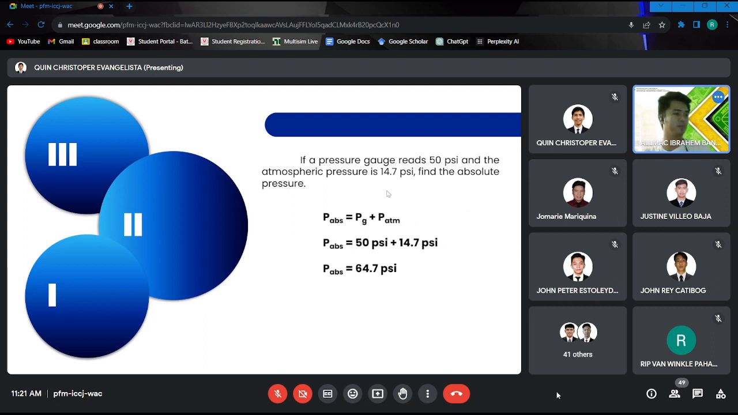so absolute pressure is equal to gauge pressure plus atmospheric pressure, wherein the gauge pressure we can measure, it is stated naman na if a pressure gauge reads 50 psi, so we can simply identify it as the gauge pressure, and the 14.7 is stated naman yung atmospheric pressure. The formula for absolute pressure is the sum of the two pressures, the gauge and the atmospheric. So meaning 50 plus 14.7 will be equal to 64.7 psi. Ganun lang po kadali since this is the review naman sa ating pressure.